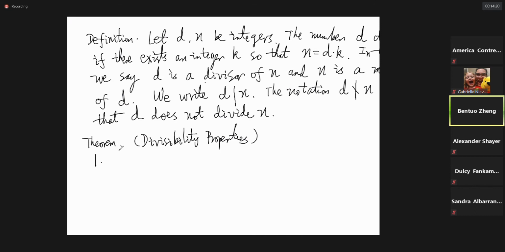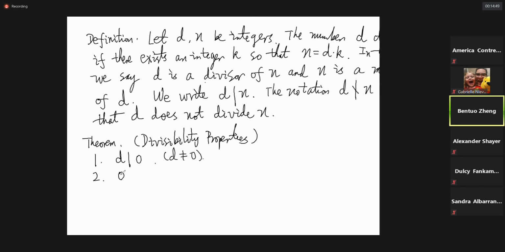So the first one is any integer, except 0, divides 0. Of course, d is not equal to 0. All right. So when we talk about divisor, we don't talk about 0. Okay.